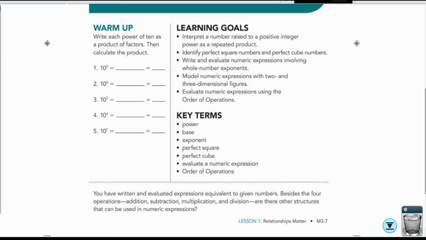For your warm-up, you're asked to calculate what's called a power using exponents and bases. And so I'm going to show you how to do that. And first, let's do some vocabulary before we start.